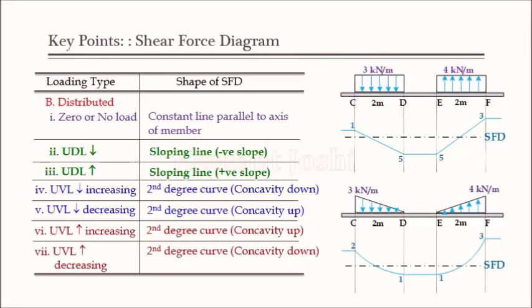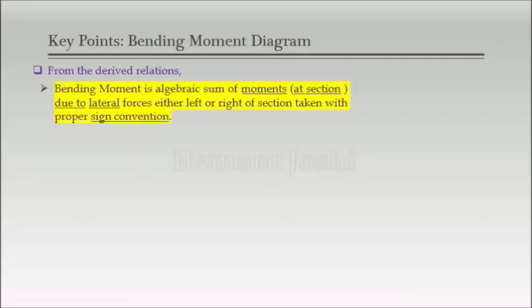Similarly, when UDL is downward but decreasing, observe here, this is the downward UVL, but it is decreasing. In that case, concavity is drawn upward. So this is the concavity. Like that, if you remember these 4, it is very easy to plot the shear force diagram.